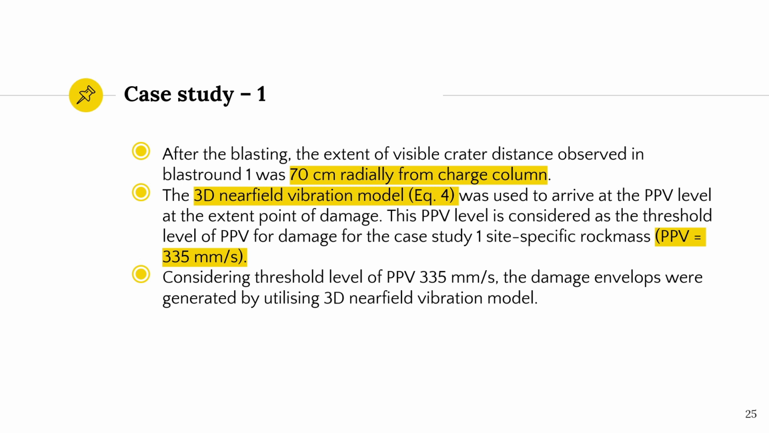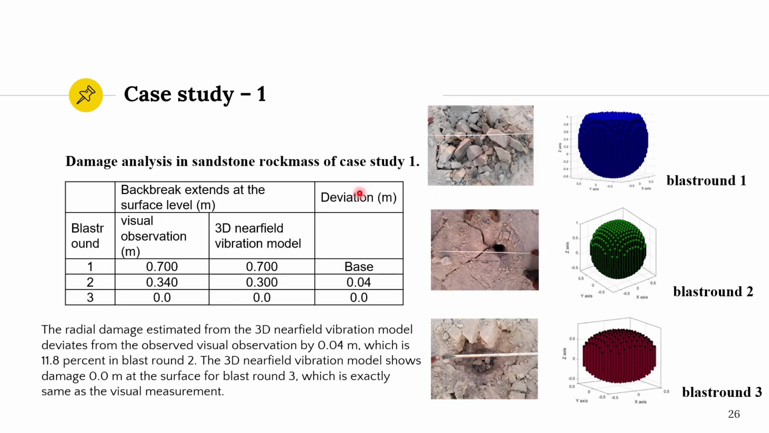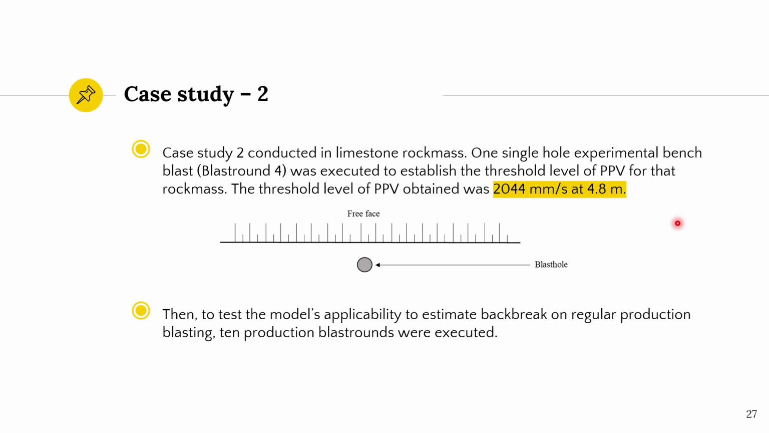Then, by considering the threshold level of PPV, 335 mm per second, the damage envelopes were generated by utilizing the 3D near-field vibration model. These are the damage envelopes of Blasthole 1, 2 and 3. These are the field observations, and these are the 3D near-field vibration model outcomes. It is observed that the model is predicting the damage zone in close proximity of the observed field damage envelope, with a deviation of less than 12%. Now, let's see case study 2.